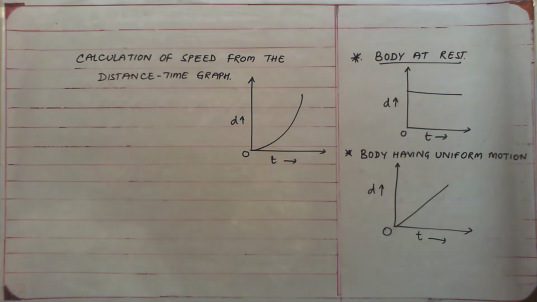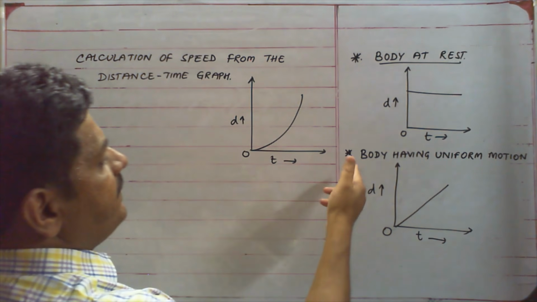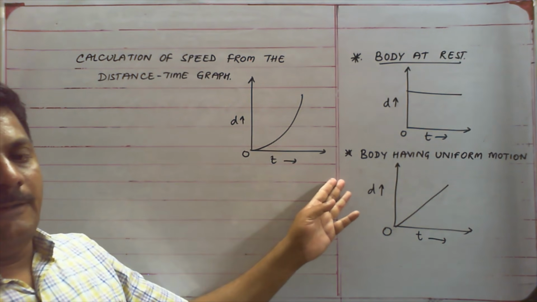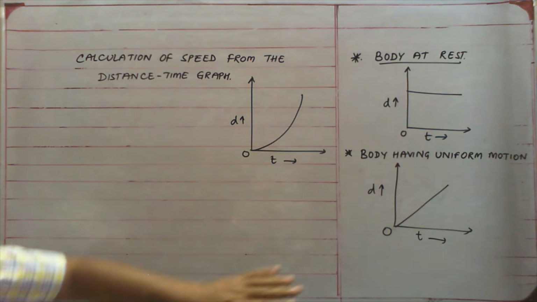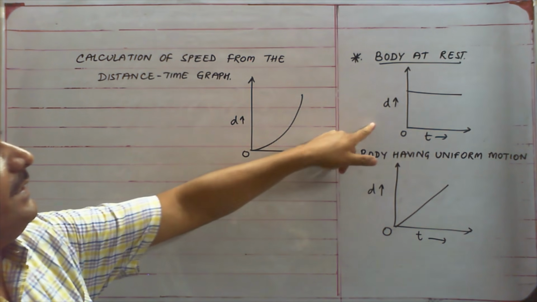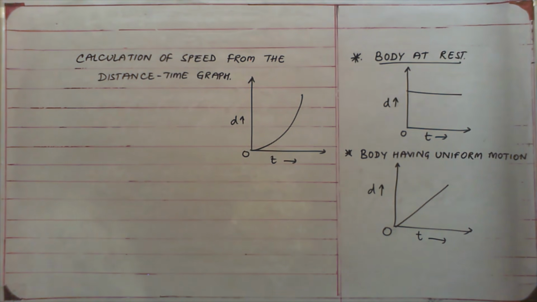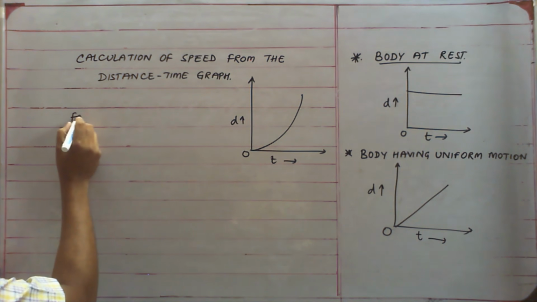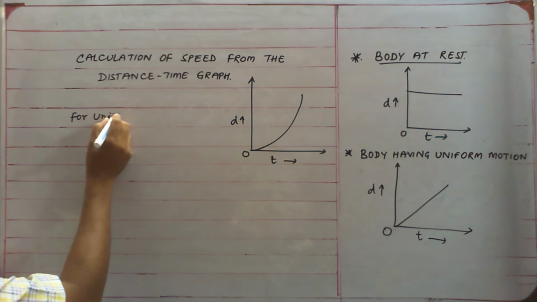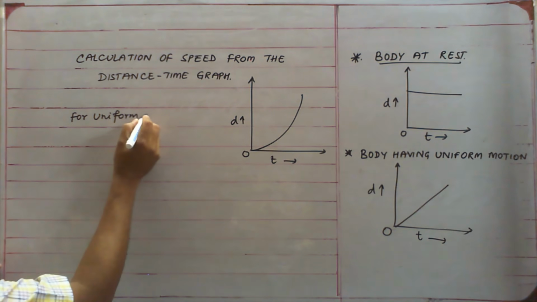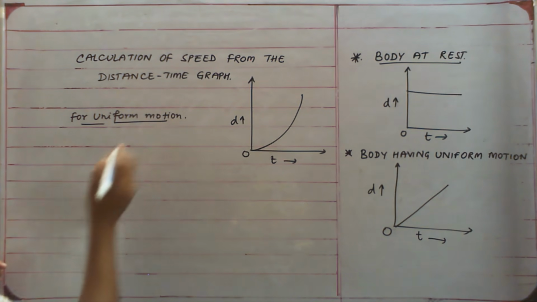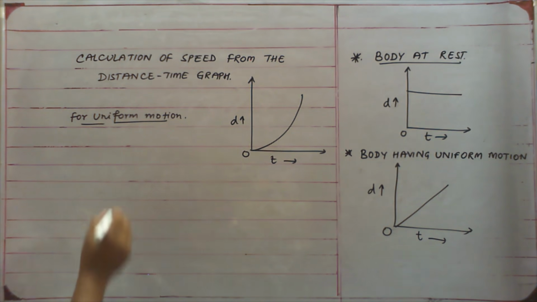Okay, so let us take the example of the second case to understand it, and we will relate this second graph with the first and with the third one. Let us take the data again, for uniform motion. So how is the graph?